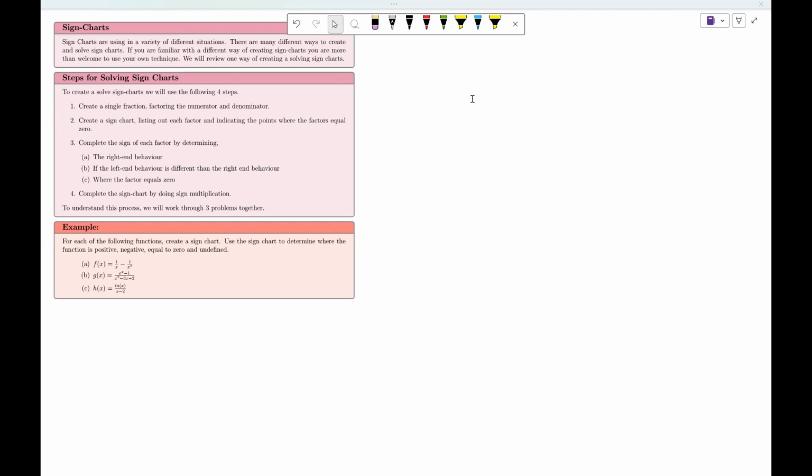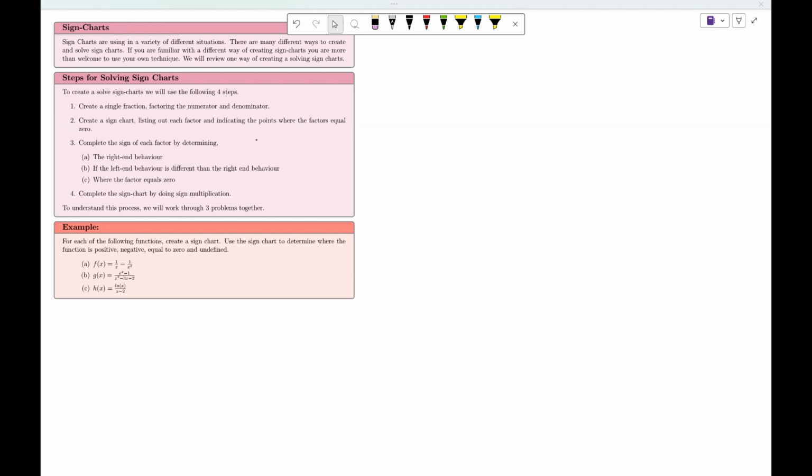Then we're going to complete the sign chart of each factor. So instead of doing the whole sign chart all at once, we're going to do the sign chart for each factor, or complete the row for each factor. And to do this, we're going to use a technique where we analyze the right end behavior of the factor. Then we're going to determine if the left end behavior is the opposite of the right end behavior, and where the factor equals 0. Once we've completed each row or looked at the sign of each factor, then we're going to complete the sign chart by doing sign multiplication, or taking the product of the signs.